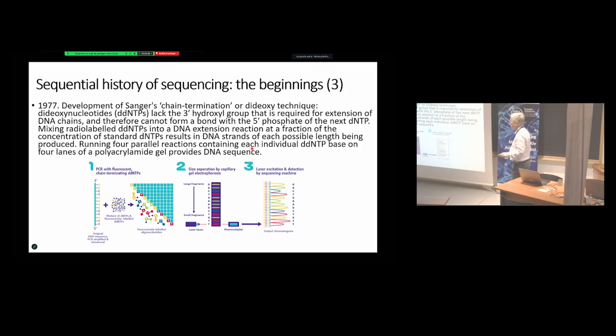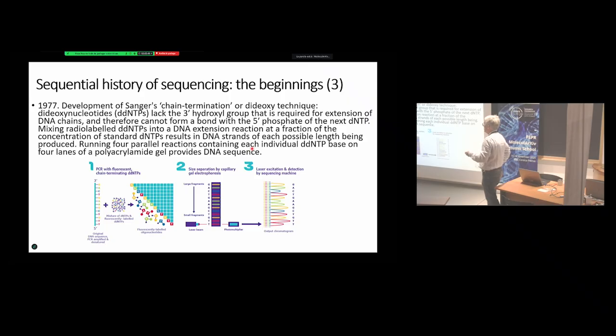A major improvement was in 77 when Sanger discovered and developed the chain termination, also called the dideoxy technique. And so what happens is that the dideoxynucleotide lacks a hydroxyl group that is required for the extension of the DNA chain. And therefore they cannot form the bond to extend to the next dNTP.